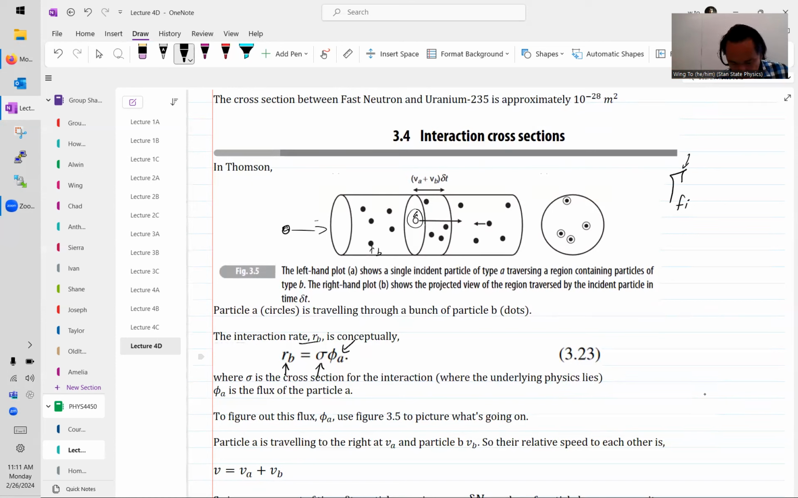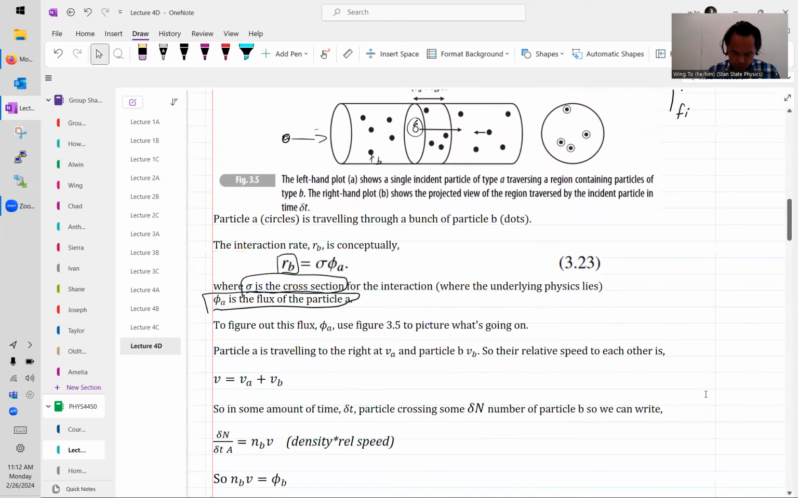Times the flux of particle A. So here I think I wrote all the definitions down here. So this is just kind of a definition in this case. And then phi A is the flux of particle A. And then of course, R_B is going to be the interaction rate, right?